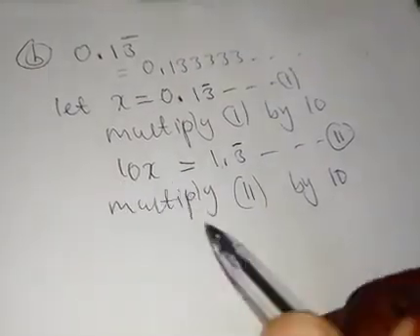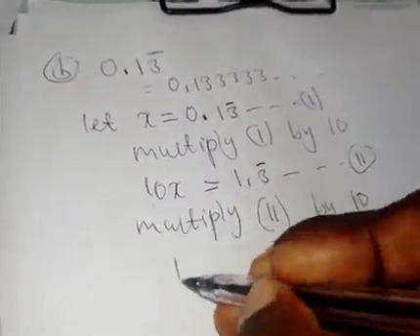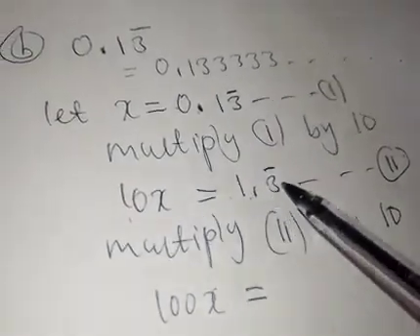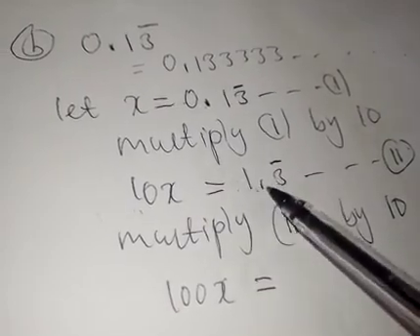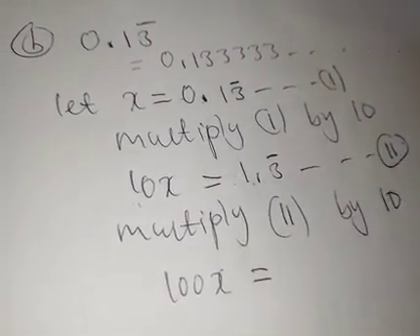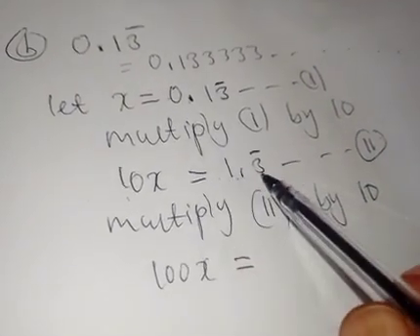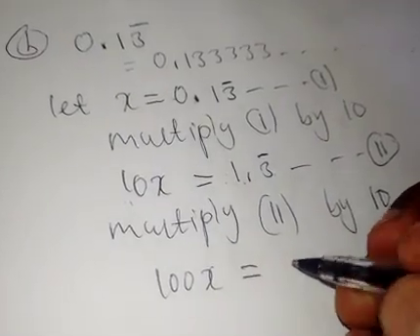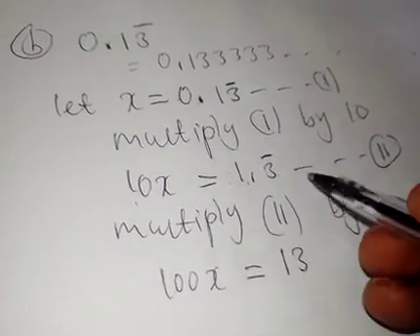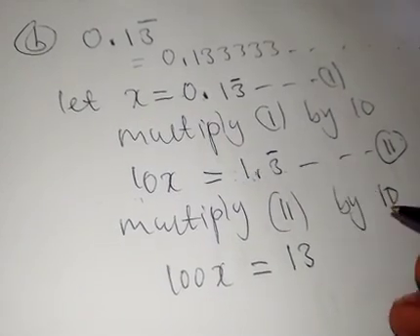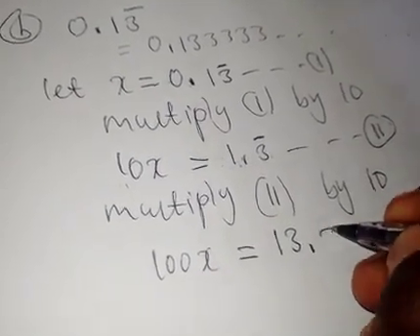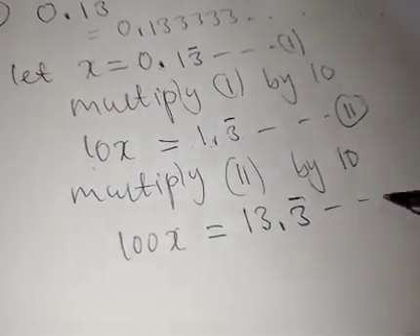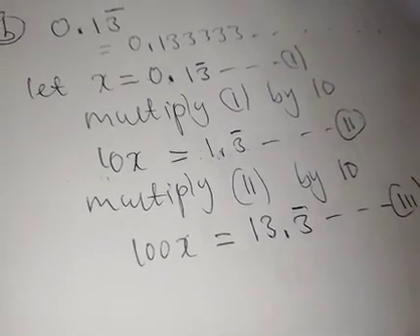So this will be 10 times 10, giving 100x being equal to 13.3. Remember for this one we have 1.333, with 3's being repeated. So 1.3 and so on multiplied by 10, we expect to have 13. So this decimal point will move there, giving 13.3 since 3's are being repeated, with a bar on top. So this will be the third equation.